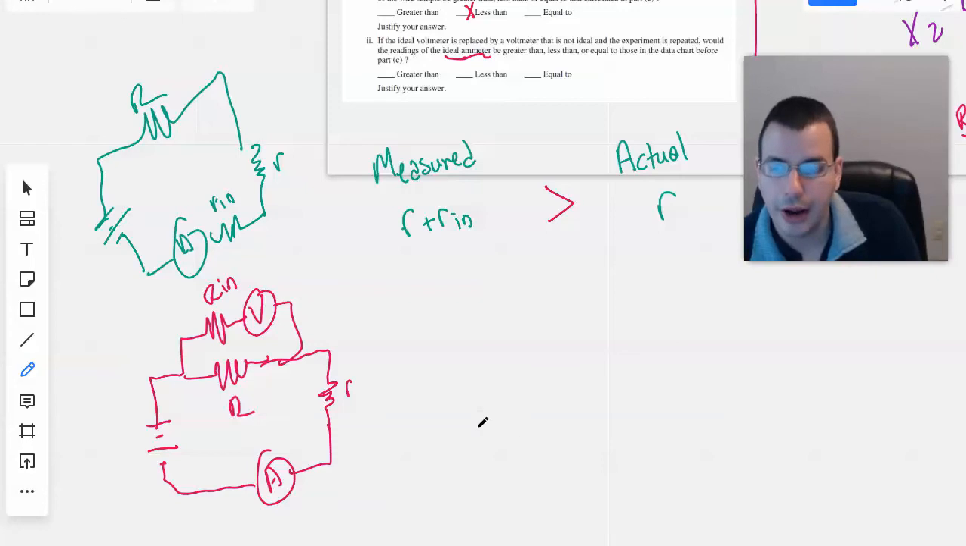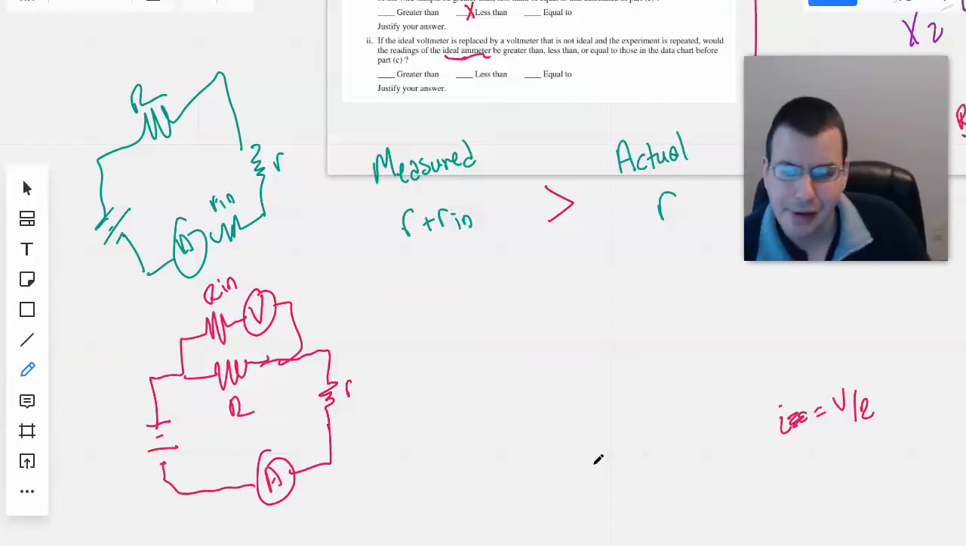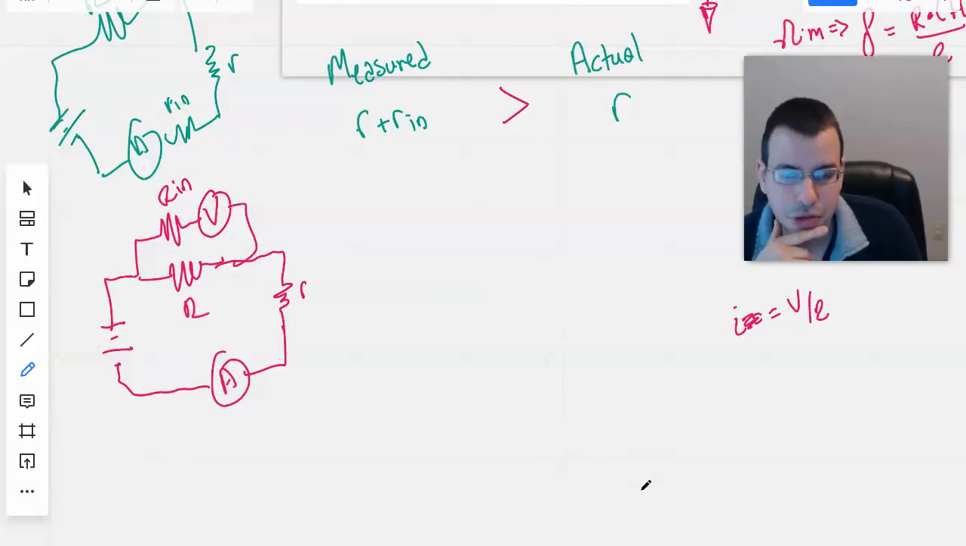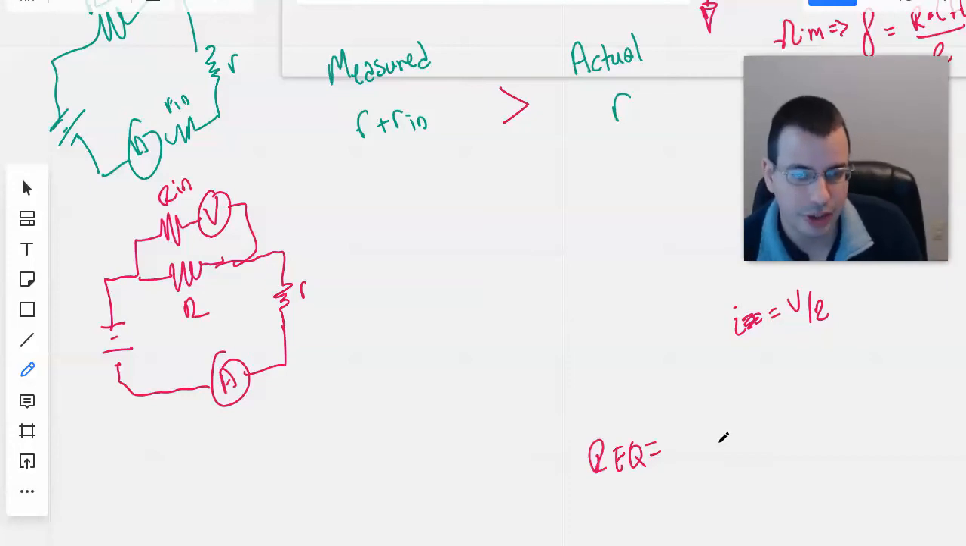So our measured resistance, which would be I equals V divided by R. Okay. Our measured resistance would have an equivalent resistance, but we'd get more current coming through now, because 1 over R equivalent would be 1 over R internal plus 1 over R.